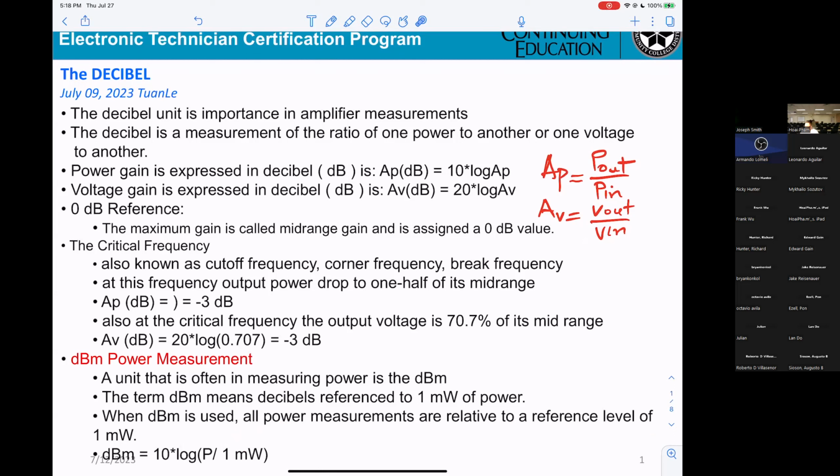And the formula to calculate dBm: dBm equals 10 times log of any power divided by 1 milliwatt. Okay, so now that gives you a little news on dBm. If you have any question, just let me know.